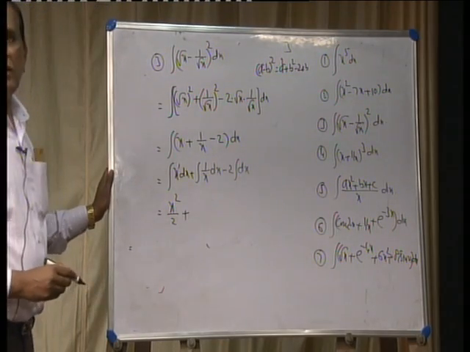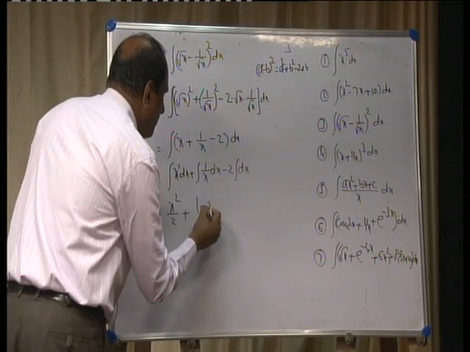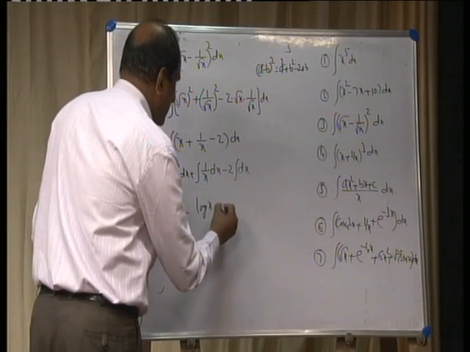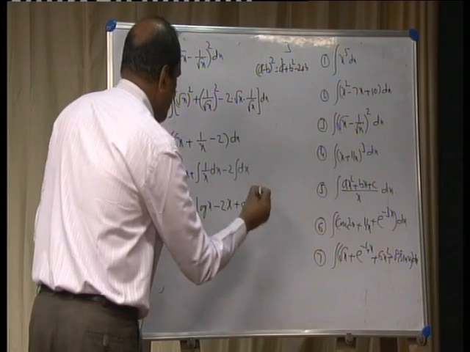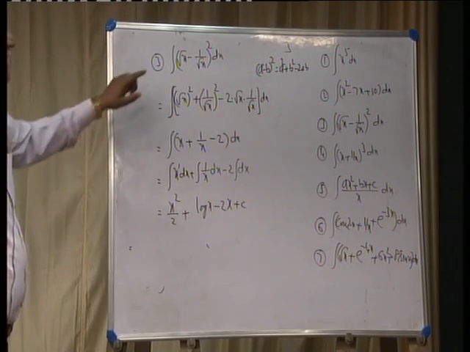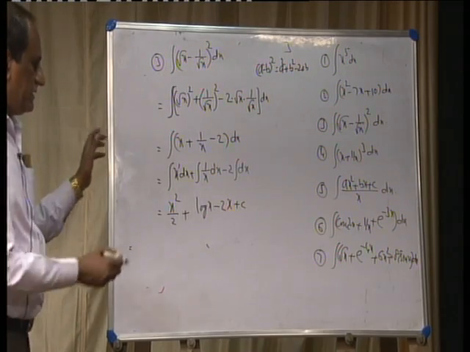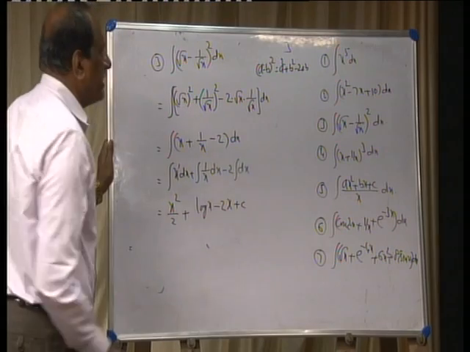Integration of 1 over x, that is a standard result, log x. Minus 2, which is a constant, dx integration is 2x plus c. So, the integral of root x minus 1 by root x, whole square dx, is equal to x square by 2 plus log x minus 2x plus c.